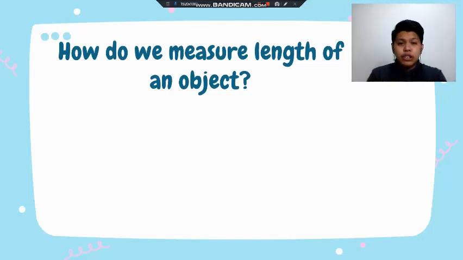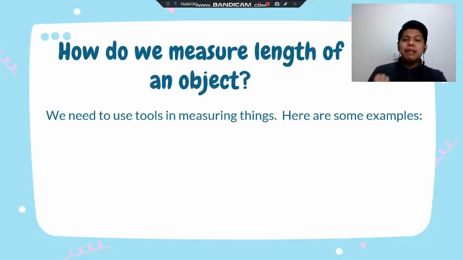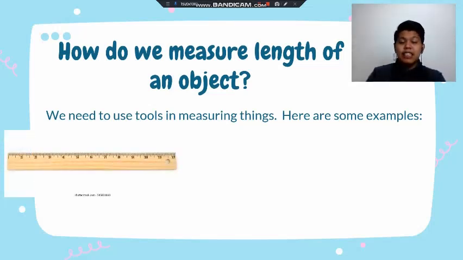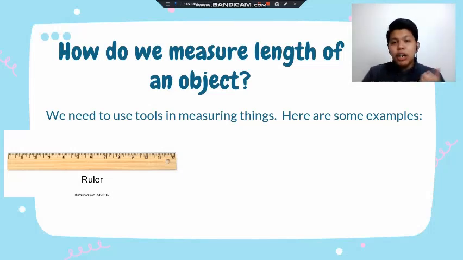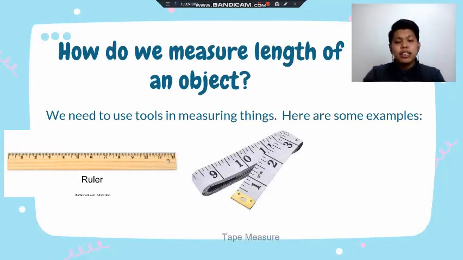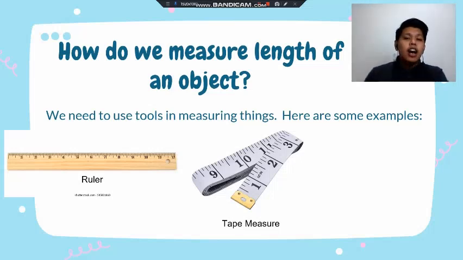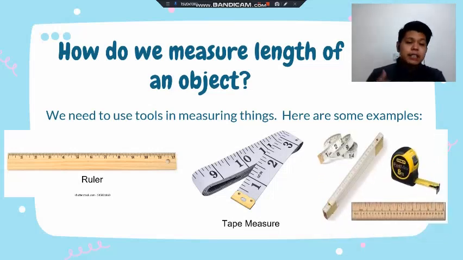Now, how do we measure this length? Of course, we will be needing the use of measuring tools. And here are some examples. The first one is the ruler. As a student, we always have a ruler to measure things. And of course, we can also use the tape measure. There are a lot of measuring things, such as meter stick or the one with the measuring tape that is used in construction or measuring distances.